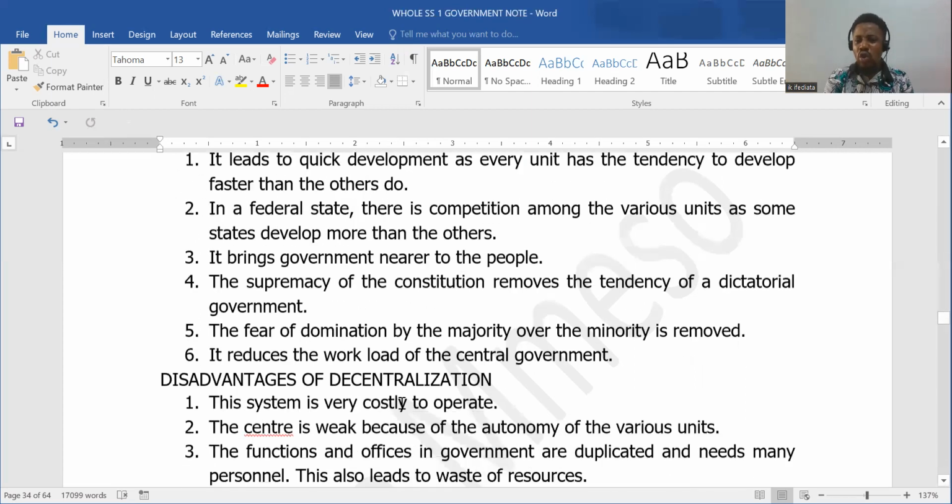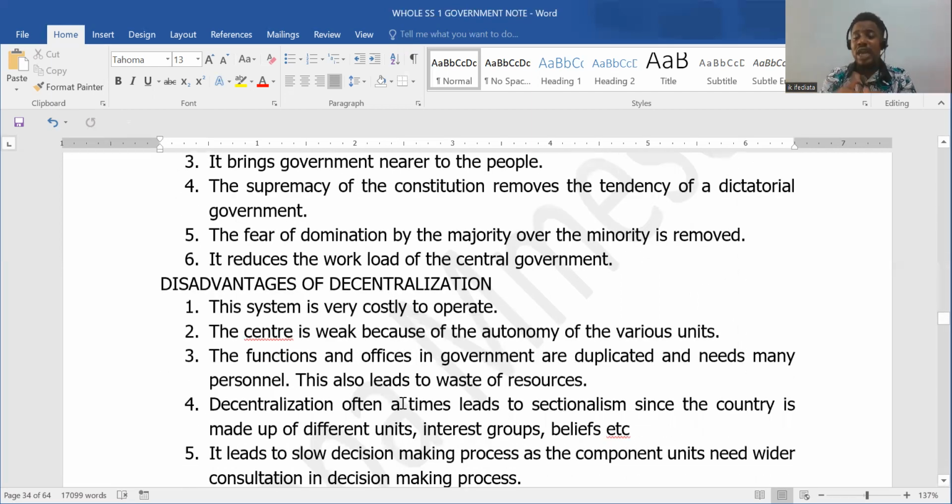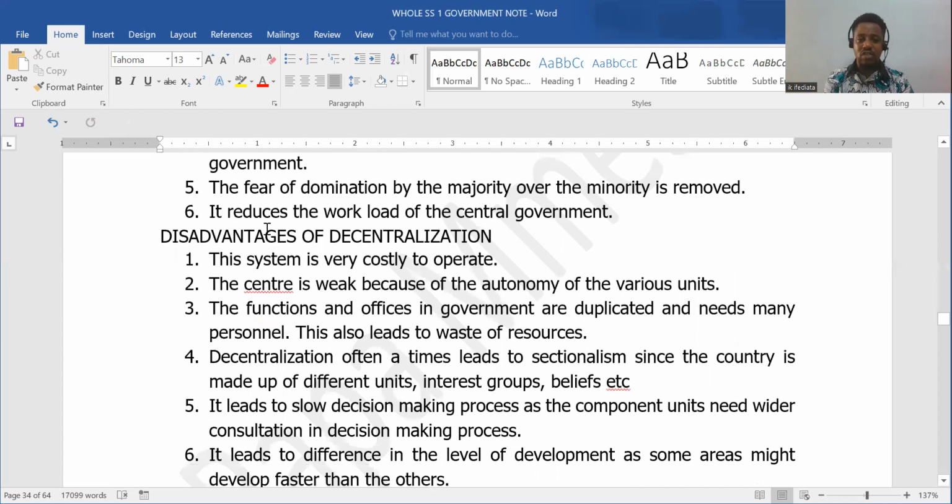So it reduces the workload on the central government. The central government stands to gain the most because most of the burden it would have carried has been sent out to the subordinate units or to the other extensions of the government. Now, what are the disadvantages? It is costly to operate, very difficult, expensive, because it involves duplication of functions. The center is weak because the autonomous regions can make decisions for themselves. So in quotes, they may not need the central government. The functions and offices in government are duplicated. That's why we said it is costly to operate, and it leads to waste of resources and manpower.